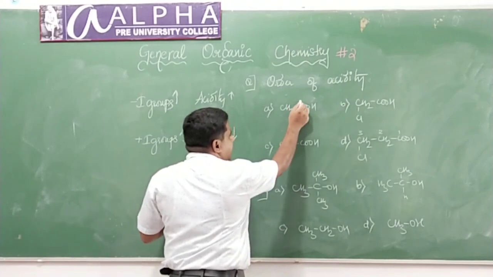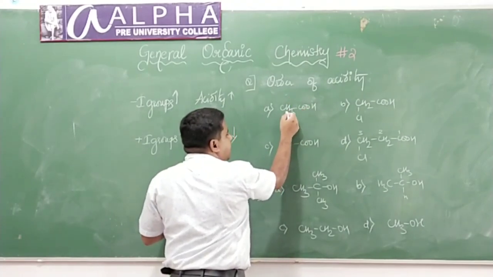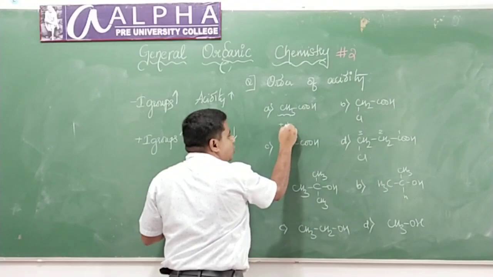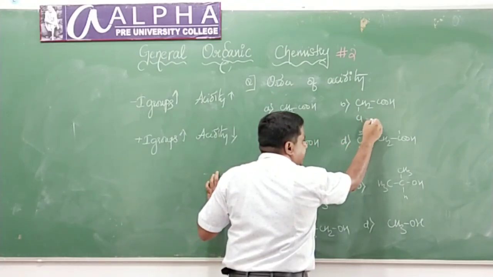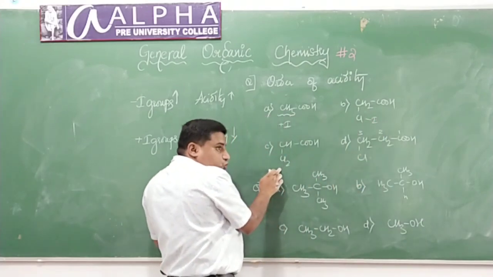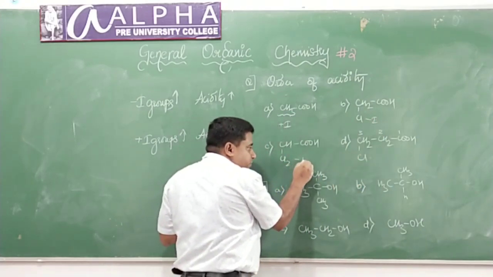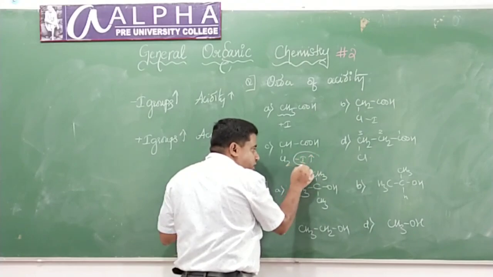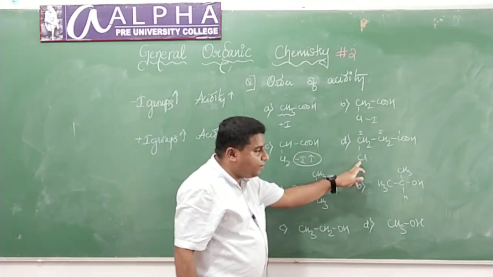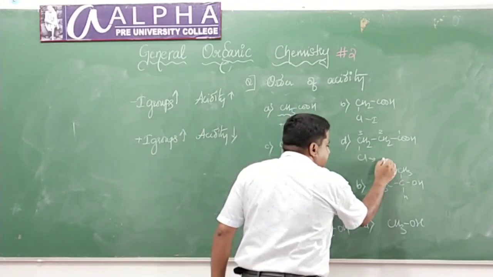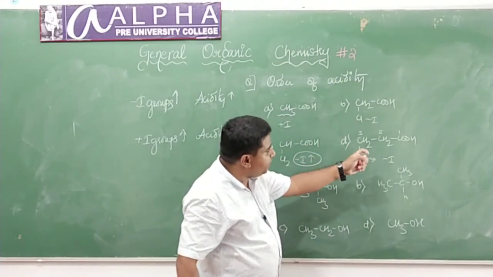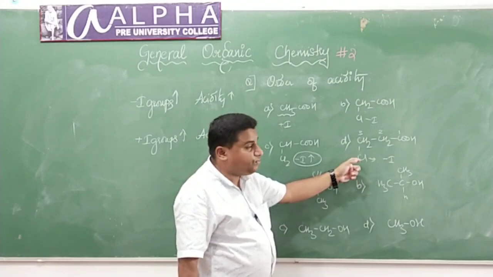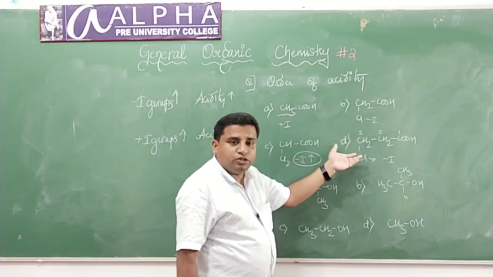Here we have an alkyl group, isn't it? Alkyl group will exhibit positive inductive effect. Here we have chlorine, which will exhibit negative inductive effect. Here we have 2 chlorine atoms, so the negative inductive effect will be more in this case. And lastly we have chlorine, which also exhibits negative inductive effect. This is exhibiting negative inductive effect, and this is also exhibiting negative inductive effect. Now you should be in a position to decide.